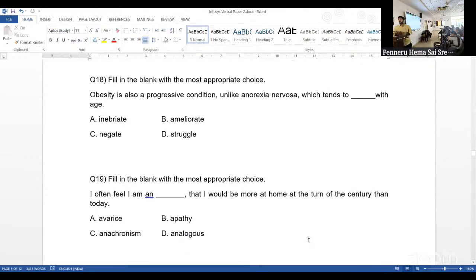Next one. I often feel I am an dash, that I would be more at home at the turn of the century than today.